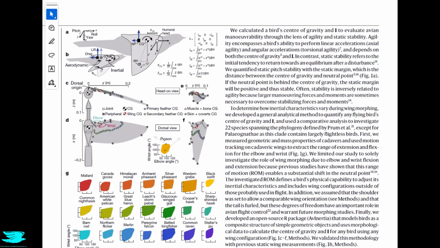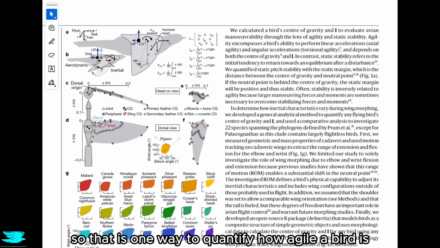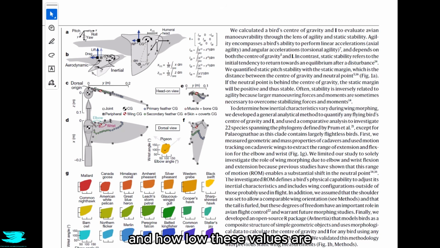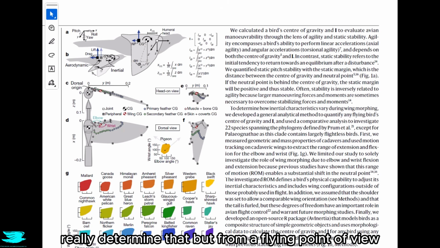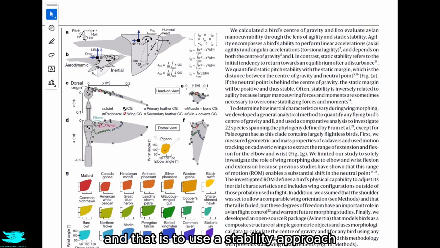And the exact same thing applies to birds. The lower their inertias are, the faster they can turn and accelerate. So that is one way to quantify how agile a bird is, and how low these values are really determine that. But from a flying point of view, there's also another way, and that is to use a stability approach.